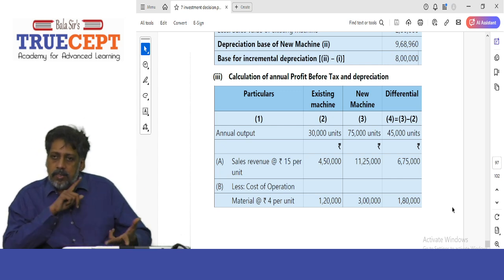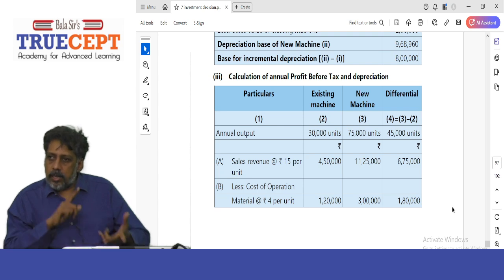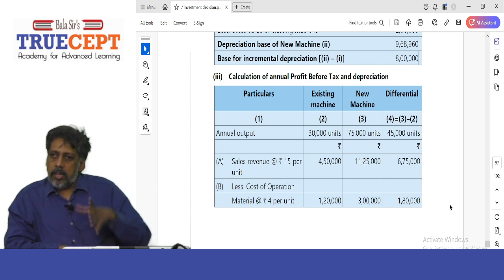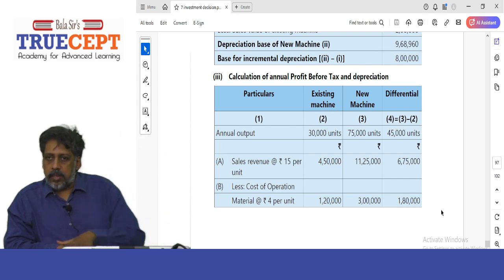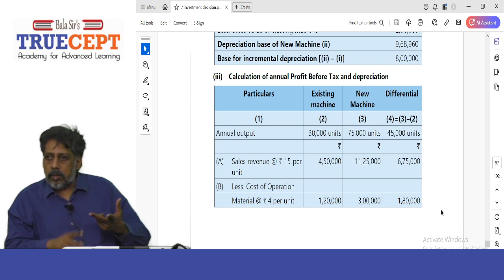Now just see, output is 30,000 units and 75,000 units. And sales value will be into 15. So 4,50,000 and 11,25,000. And the difference is 6,75,000 rupees. Then comes all the cash operating costs. We have the amount spent on materials, 4 rupees. 30,000 into 4 is 1,20,000 and 75,000 into 4 is 3 lakh. The difference, 1,80,000.